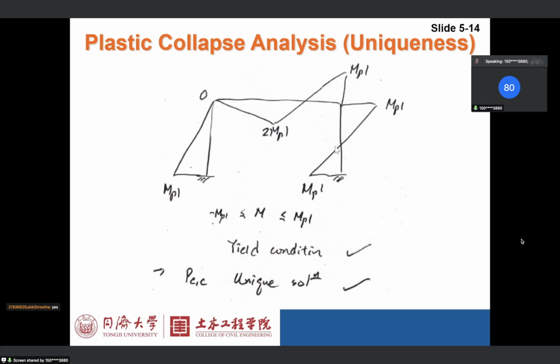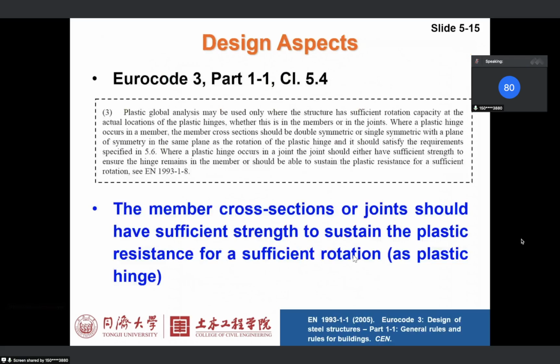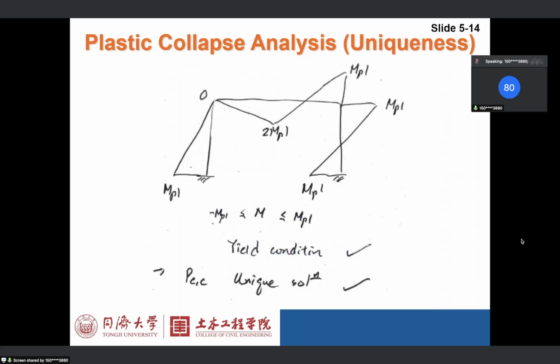And yes, it's yes. Although this is 2 MPL, it doesn't matter because this is a beam, right? So it should be maximum 2 MPL. So the yield condition is satisfied. So PCC, unique solution, right? Very simple, very simple. I think that's what you need to understand for calculating a portal frame.